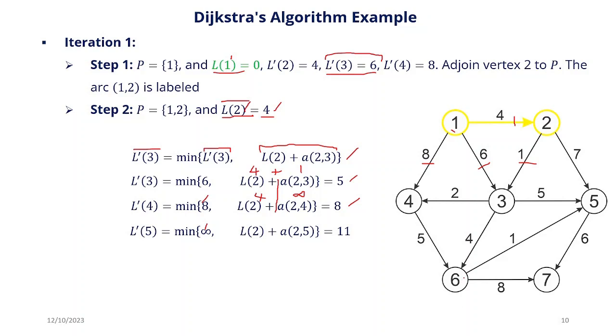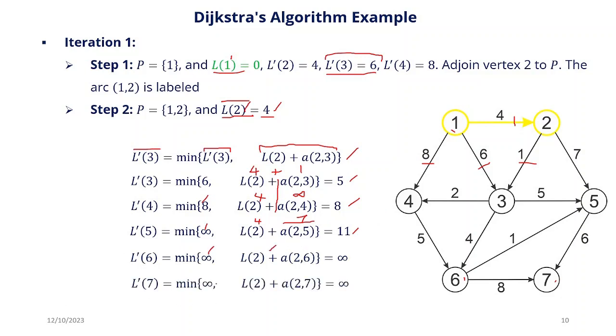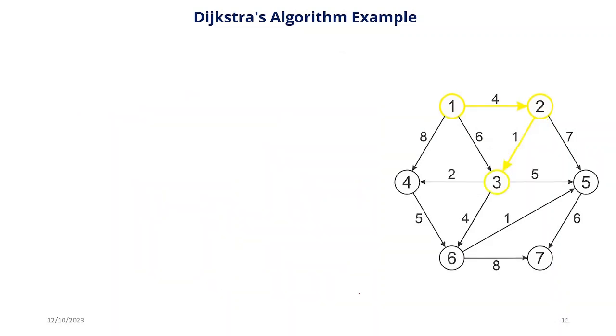There's no direct connection between 1 and 6. There's no direct connection between 1 and 7. So all of them are going to be infinity. In that case, we just take our L2 4 plus check if there is a connection between 2 and 5. 2 and 5 is 7. 4 plus 7 is equal to 11. We do the same thing for this. Infinity plus infinity gives us infinity. L7, infinity plus infinity gives us infinity. So we've done the first analysis, and then we'll go to the next one.